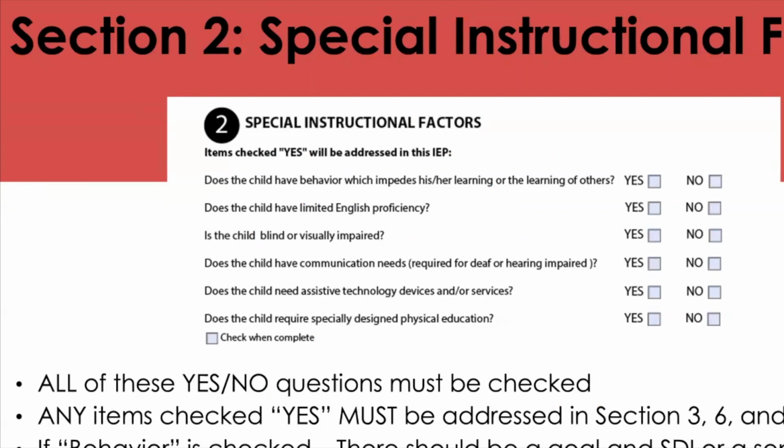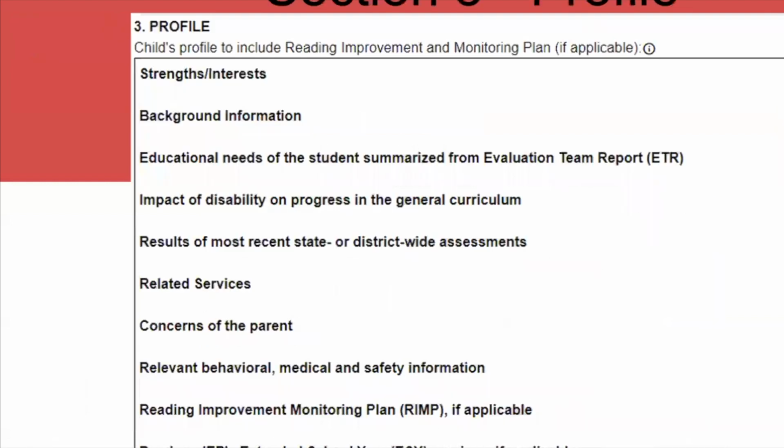And then someone wrote, how do you know if a RIMP should stay in a student's profile? Whatever your policies are within your district to write RIMPs, if the student has a RIMP, it must be in their profile section. That's why on the required document it says, and that's not our language, child's profile to include reading improvement and monitoring plan if applicable. So if a student has one, it must be addressed in their profile section.